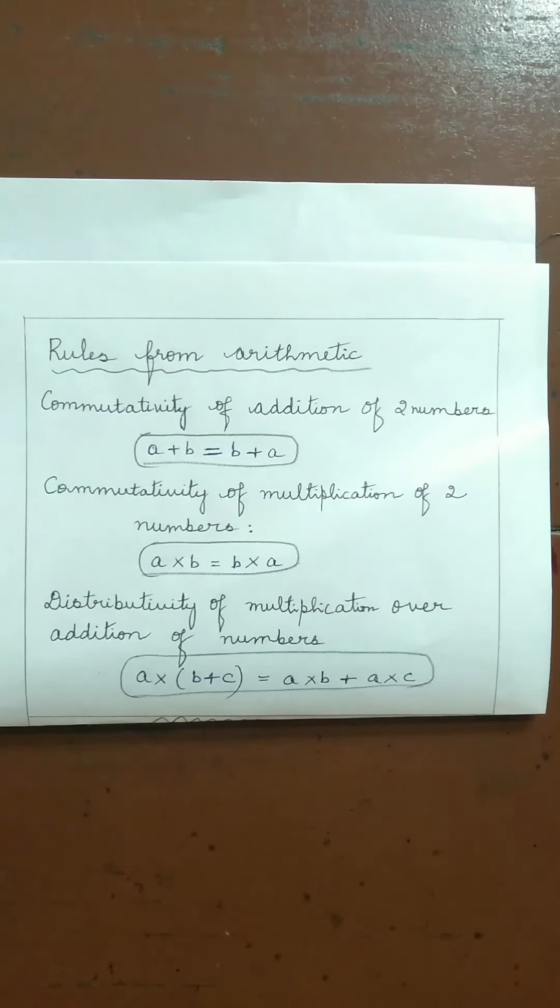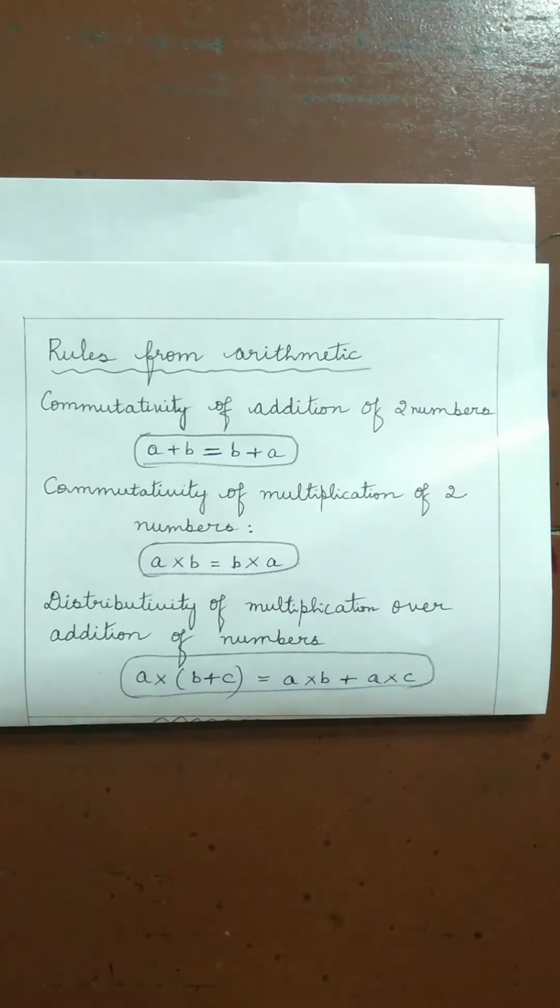The next use of variables is writing the rules from arithmetic, which we mainly study on numbers. We have studied commutativity, distributivity, and all these properties in arithmetic. How do variables help us write the commutativity of addition of two numbers? a plus b is equal to b plus a. Here a and b are the variables.